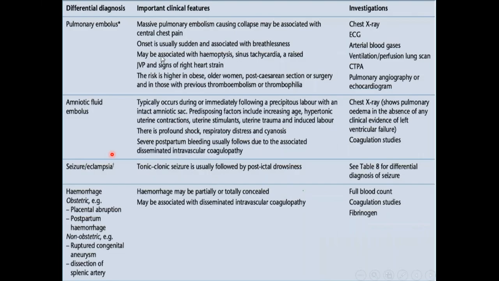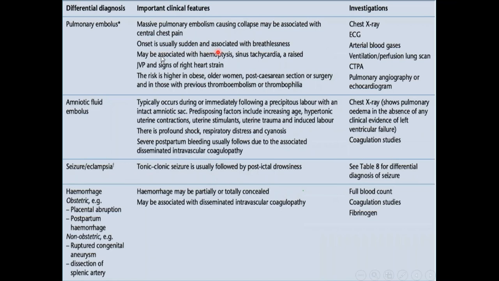This table shows the differential diagnosis of maternal collapse in case of pulmonary embolism: how to differentiate between pulmonary embolism and amniotic fluid embolism, seizure or eclampsia, and the hemorrhagic causes. Here it lists the differential diagnosis and the important clinical features of each one. Pulmonary embolism: massive pulmonary embolism causes collapse and is associated with central chest pain. This is a very important presentation.